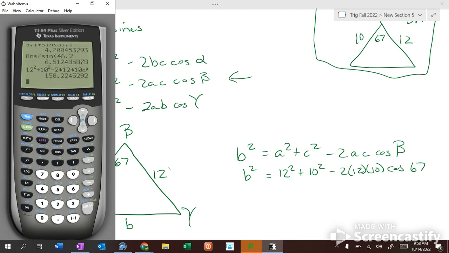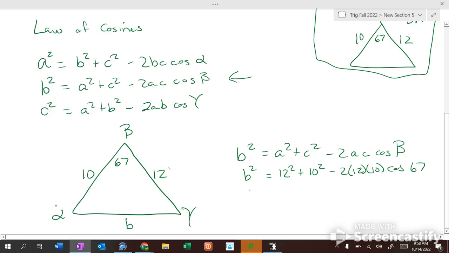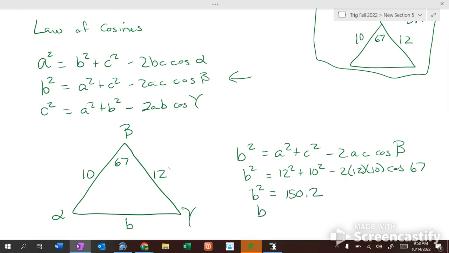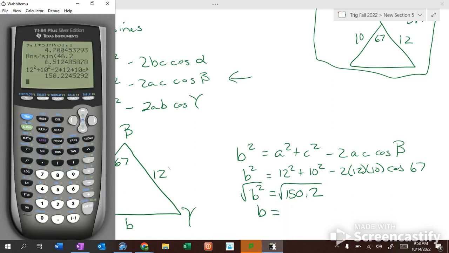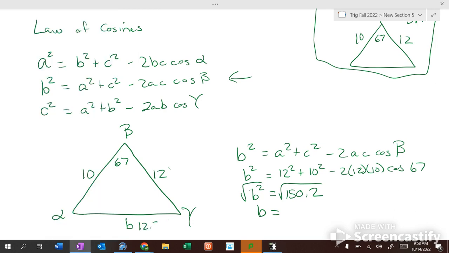Now, do you think that side's going to be 150.2 long? No, that's way too big, because that's what b squared is. B squared is 150.2. I want to know what b is, so what do we do to each side? Square root each side. So b equals the square root of the answer, 12.25, or 12.3 in this case. Okay?